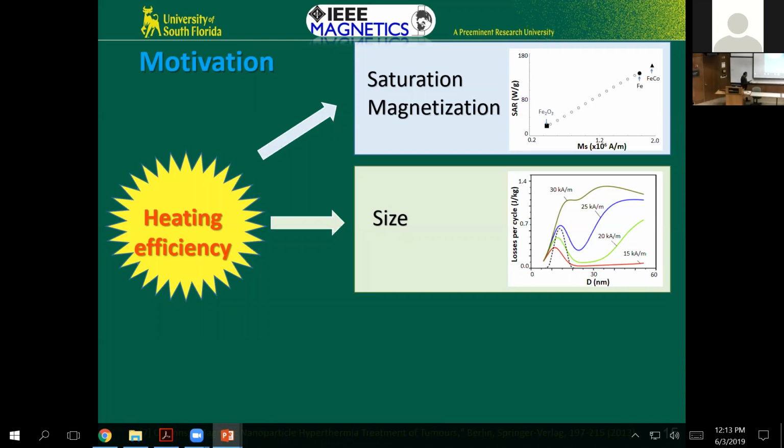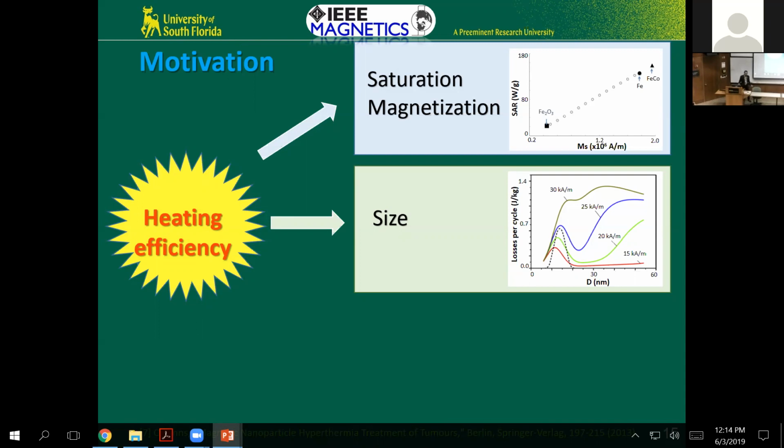Well, if you look at this graph here, you see that unfortunately, iron oxide is very low. This is the SAR plotted as a function of saturation magnetization. Ideally, you would like to work with iron. Iron cobalt is even better, but you can't. They're not biocompatible. You're not allowed to use that.